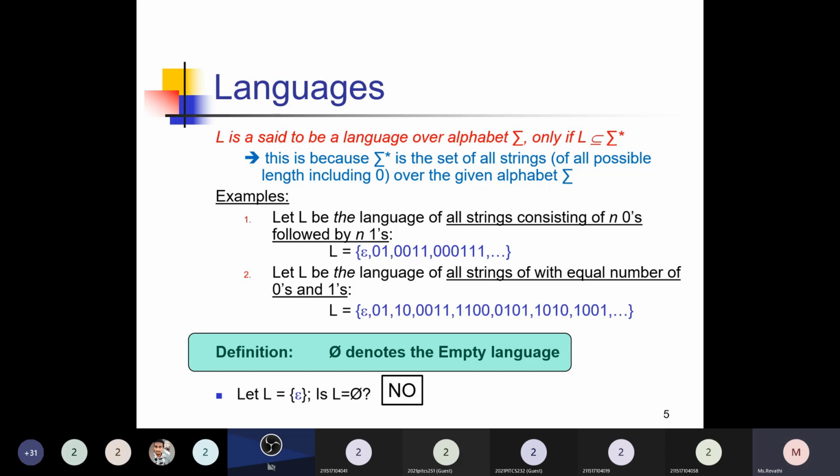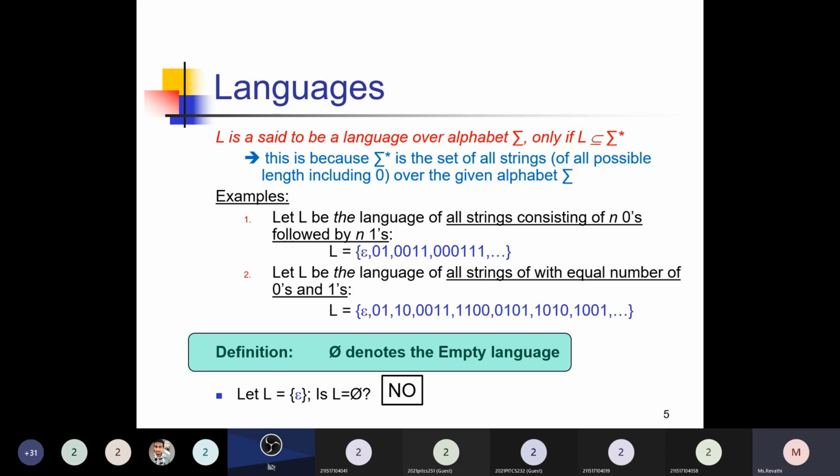Am I clear? What is language? What is string? What is alphabet? So what is the other name of string? Which is nothing but the word. Word is the other name of string. We know that a word is a collection of characters or collection of alphabets. So word is another name of our string.